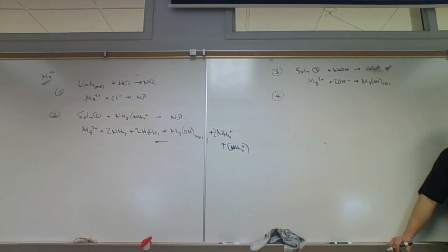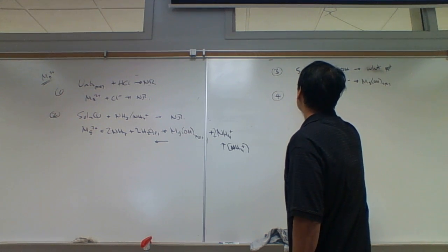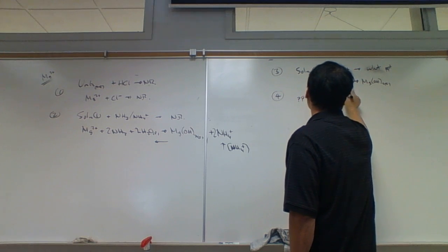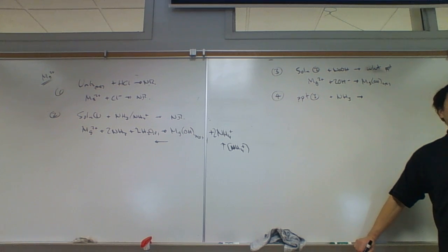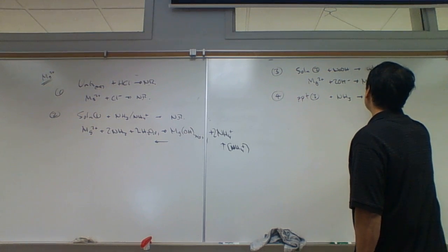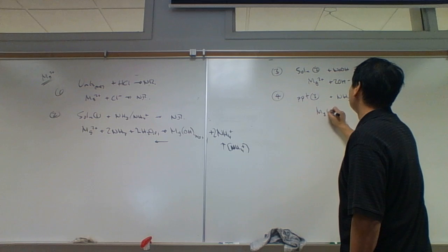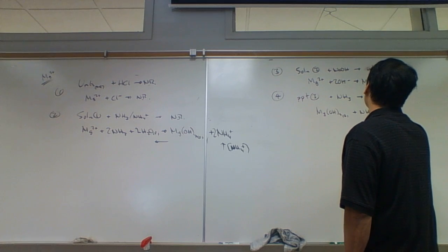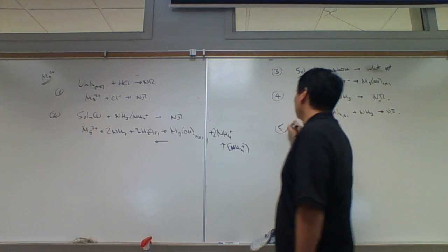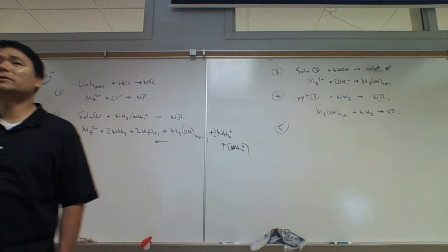All right, what did we do with the precipitate from 3? Add ammonia. Add ammonium? Ammonia? Yeah, ammonia. All right, so we go precipitate 3 plus ammonia. Did anything happen to the precipitate when we add ammonia to it? No. So basically NR. If I have magnesium hydroxide, it doesn't form a complex or anything. No reaction.